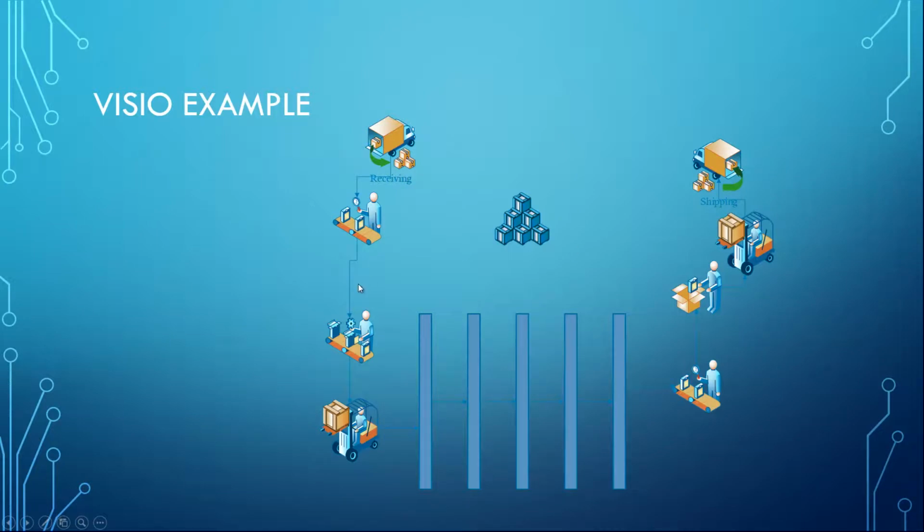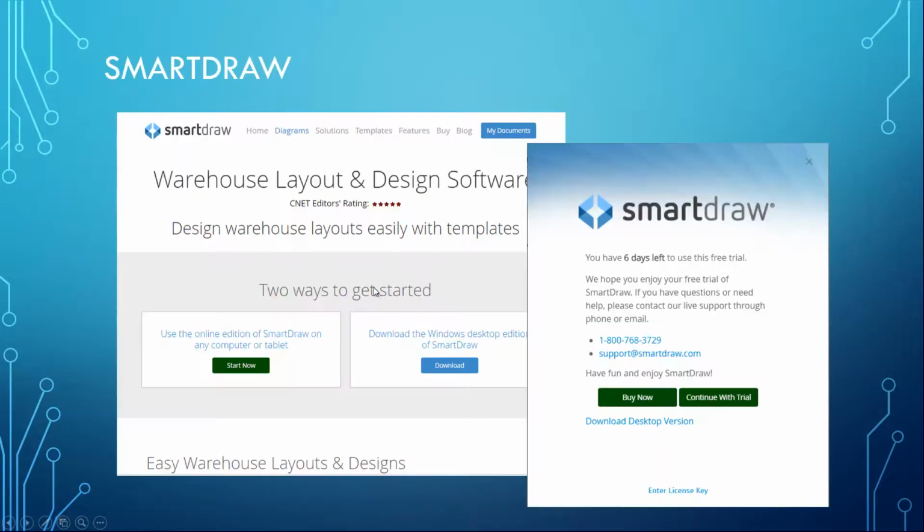This is an example of Visio, and I will show you the software itself. For SmartDraw, you have the option to download or create that design on the cloud. If you select Start Now, it will ask if you would like to buy or continue with a trial version. So you can click on Continue with trial version, and that will give you 7 days. It will take you to the online design page, and you can design it online. You can take a screenshot if you want, and then save it in a Word document where it will give you the design for the warehouse.